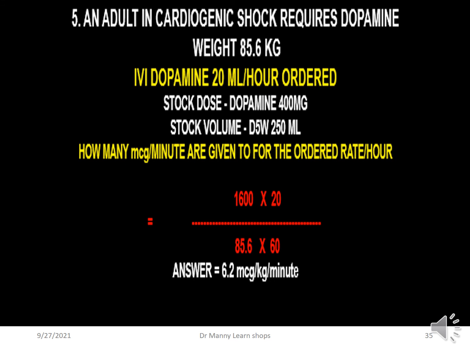The correct answer is the formula should include 1600 multiplied by 20, which is over 85.6 by 60. So the answer is 6.2 micrograms per kilogram per minute.